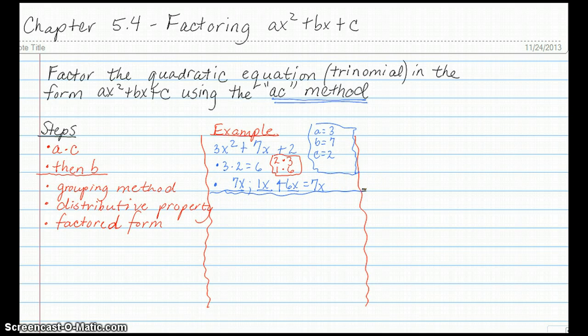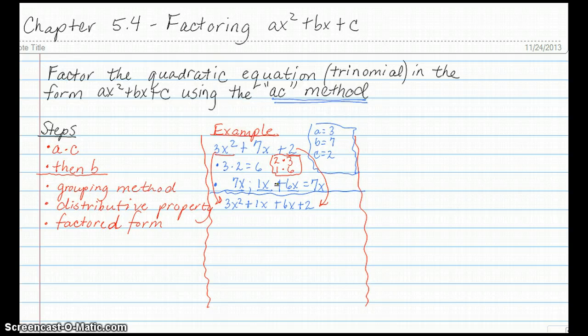Now, you're going to bring down your 3x squared in this next step. So that's going to be 3x squared. And your 2 is also just going to be brought down. Those 2 always just come down. Your 7x isn't going to come down as 7x. It's going to come down as plus 1x plus 6x plus 2, which all you did was stretch it out. 1x and 6x is in fact 7x.